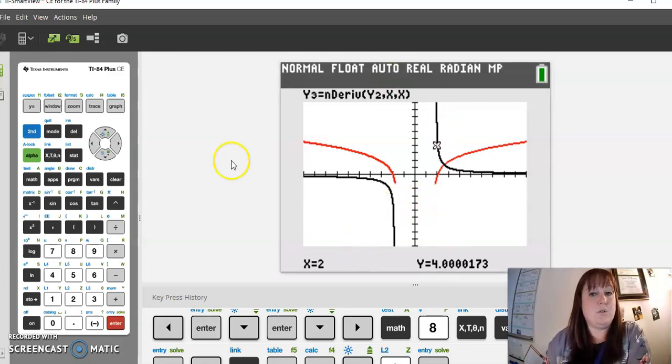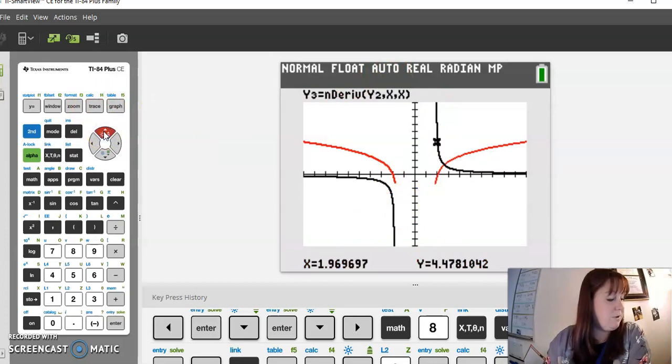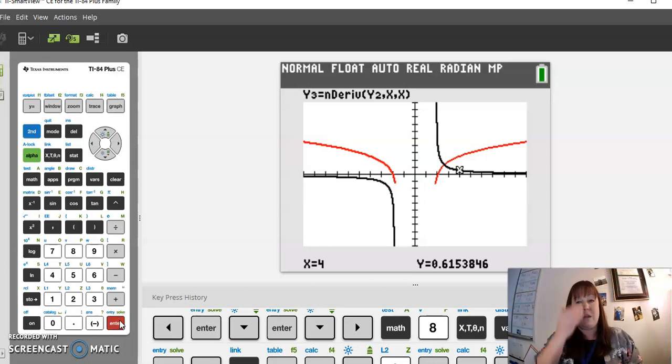All right, now we trace, and we make sure we select the black one, and we want the derivative when x equals 4. That's 0.615. So those are the derivatives. Now if we needed to sketch the graph on our paper, you can go ahead and sketch the graph in that box.